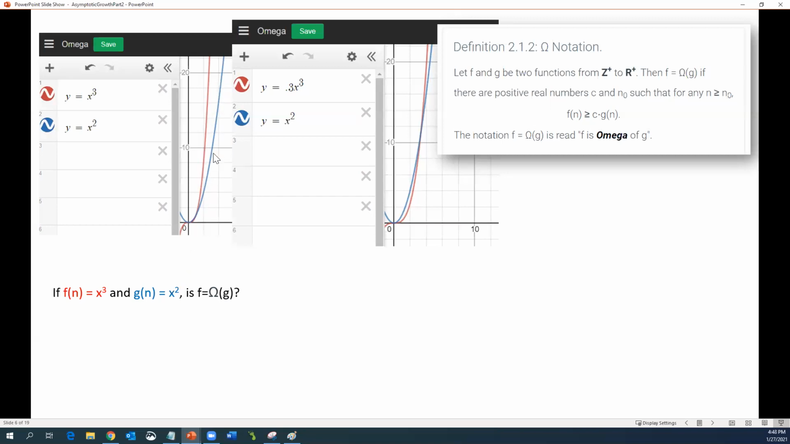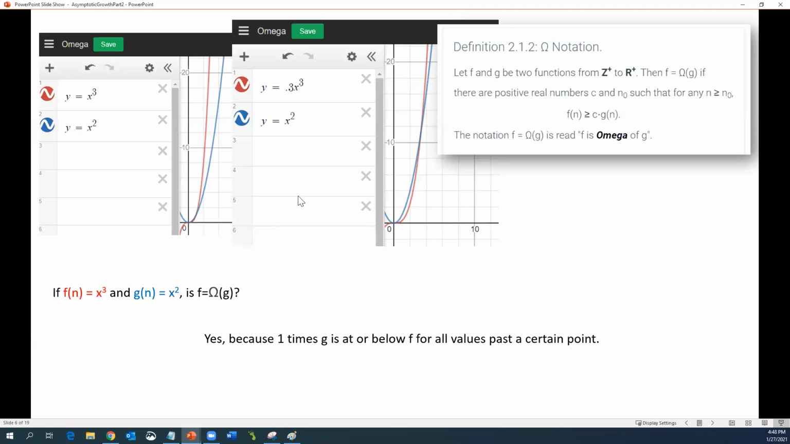Well, yeah, because look at this first one here. I don't even have to look at the second graph, but this first one is already true for c equals 1, because 1 times g is the x squared, and that's this blue line. And once we get past this certain point right here, g is always going to be below the red. So we would say yes, and here's my c. c is 1. And that's true for anything past this right here, which would be 1.